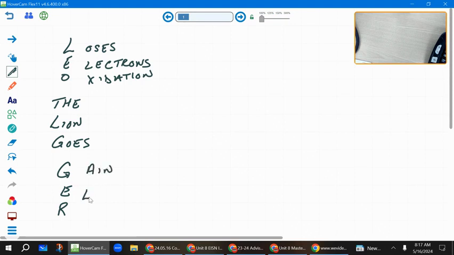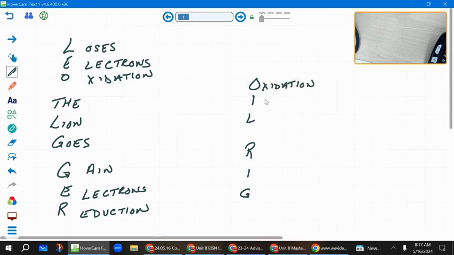Loses electrons is oxidation. That's where the Leo comes in. Gains electrons is reduction. That's where the grr comes in. Either one, ladies and gentlemen, will get you to where you need to be.